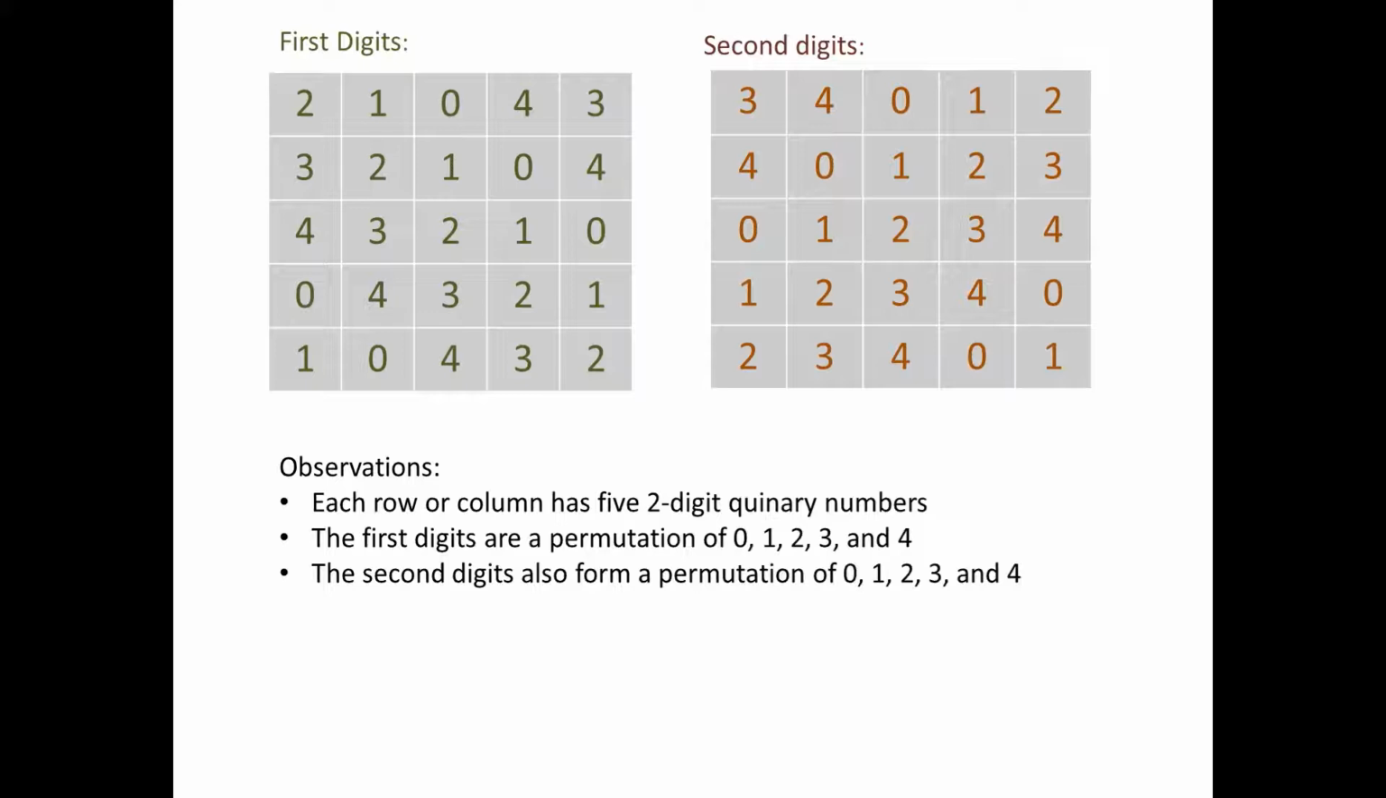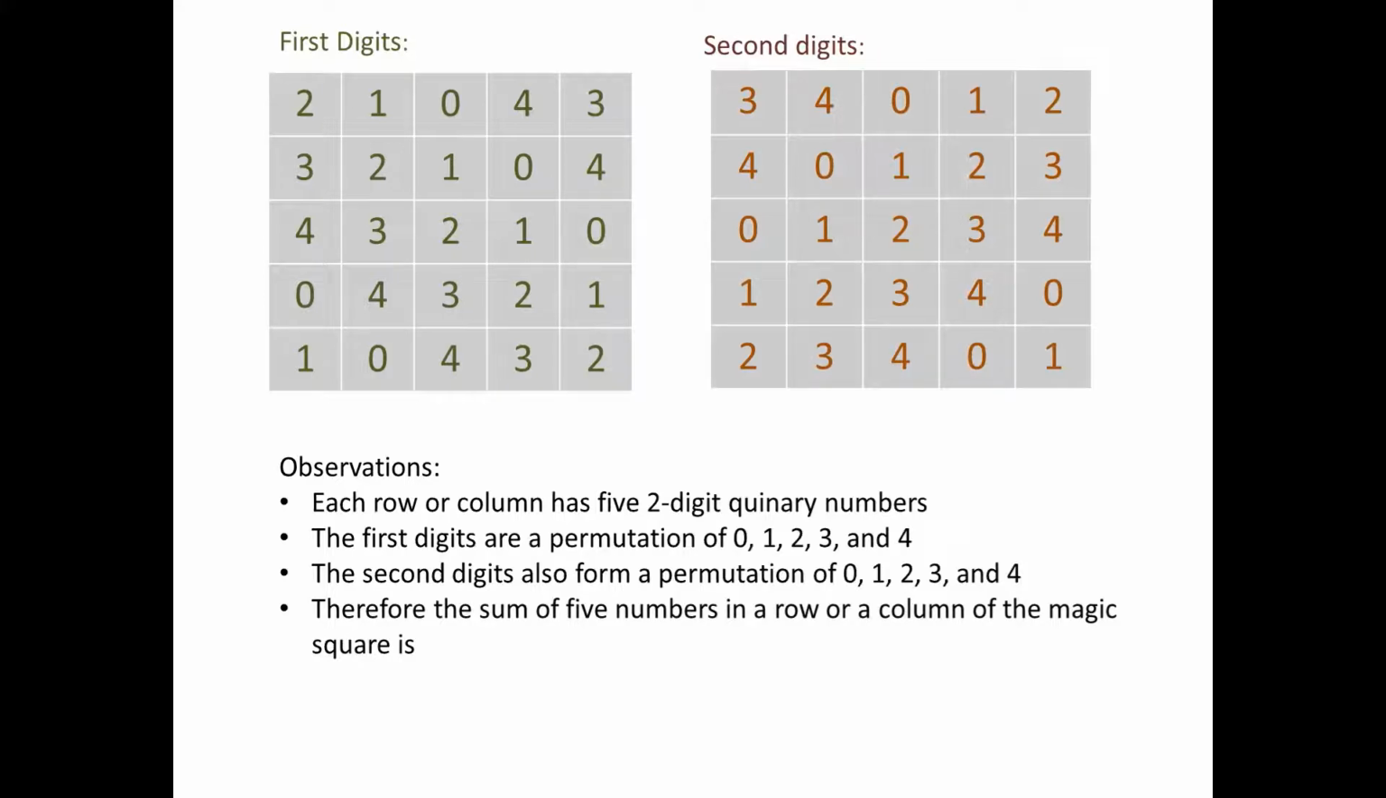Why is this important? You see, if you want to calculate the sum of five numbers in a row or a column of a magic square, then you sum up all the first digits times 5 and plus the sum of all the second digits. This is something like 5 times (0 plus 1 plus 2 plus 3 plus 4) plus (0 plus 1 plus 2 plus 3 plus 4), exactly 60. So this is the fundamental property for generating magic squares.